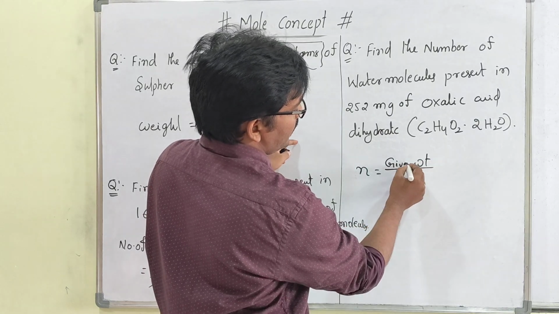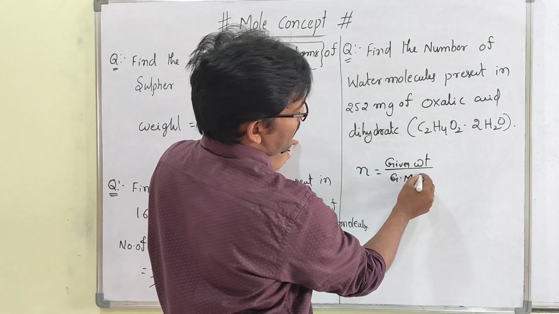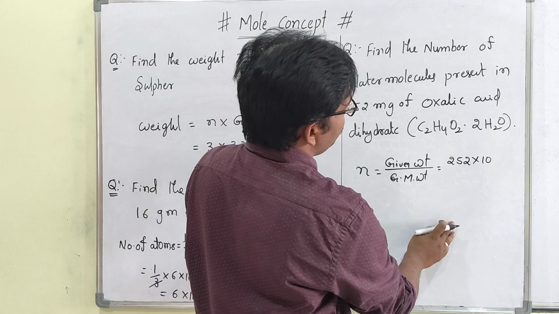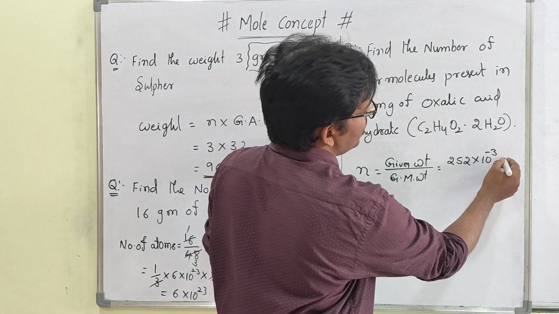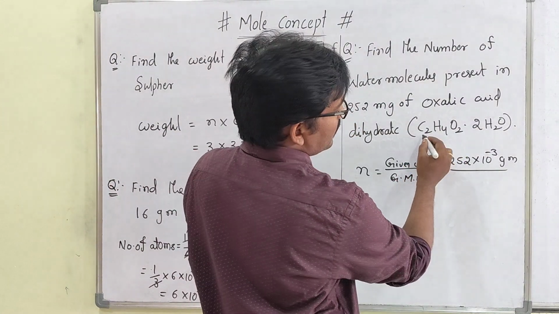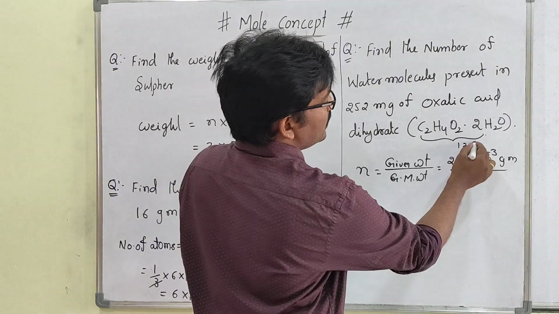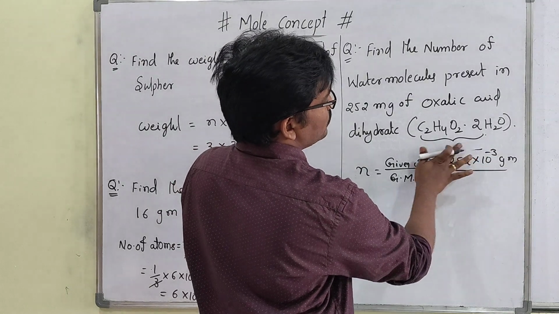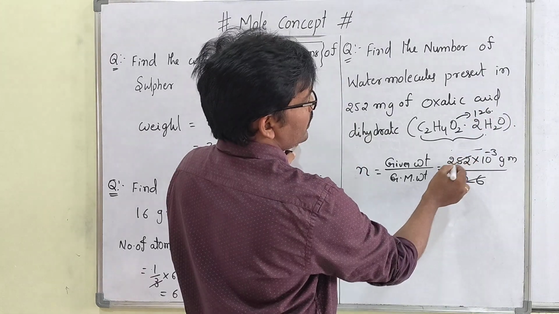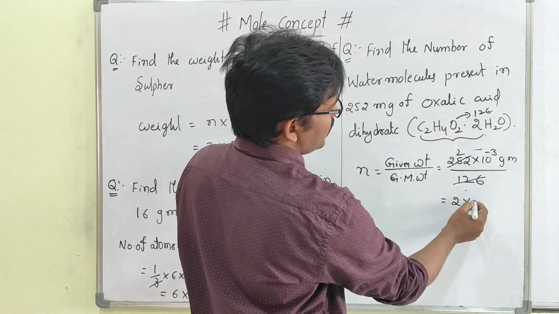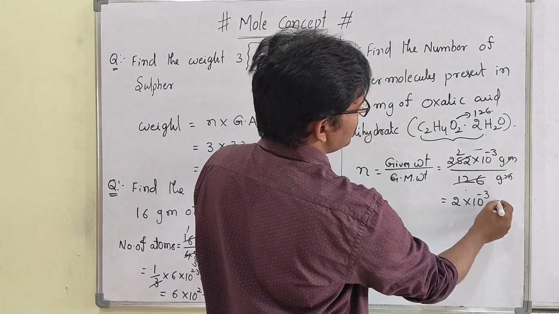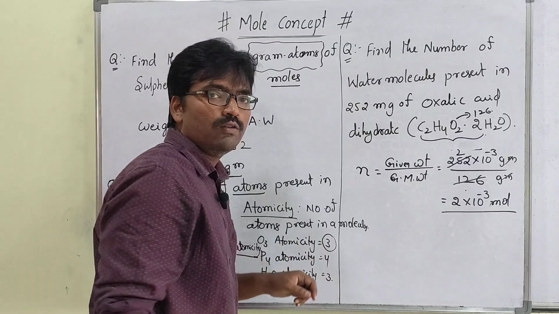Given weight divided by gram molecular weight. The given weight is 252 into 10 to the power of minus 3 grams, since milligrams means minus 3 grams. Then divided by the molecular weight, that is 126, the gram molecular weight. So 126, how many times will it go? 2 times. So 2 into 10 to the power of minus 3 moles. Grams cancel, then moles. These are the moles you can get.